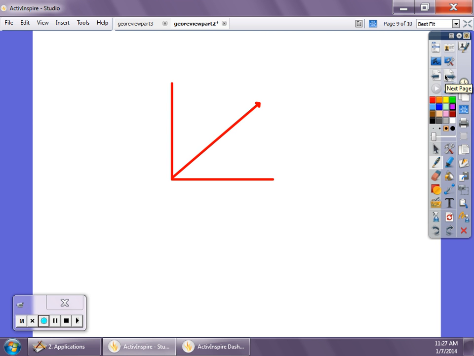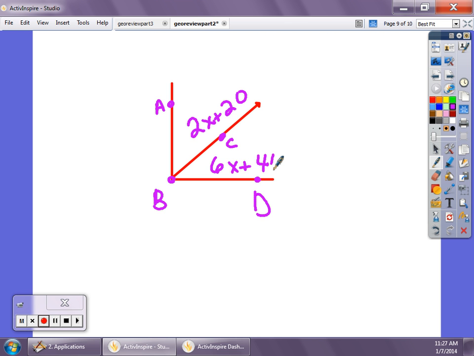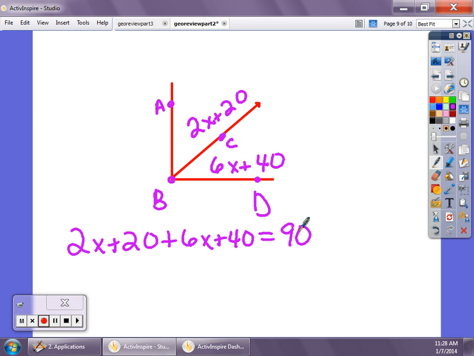Okay, what type of angle is this? It's a right angle because it used the word perpendicular. Okay, so therefore it's a right angle. Okay, and they told me that angle ABC is 2x plus 20. And they told me that angle CBD is 6x plus 40. Who can write me an equation? What would my equation be? Okay, 2x plus 20 plus 6x plus 40 equals 90. Part plus part equals whole. Okay, 6 plus 2, 2 plus 6. 8x plus 60 equals 90.